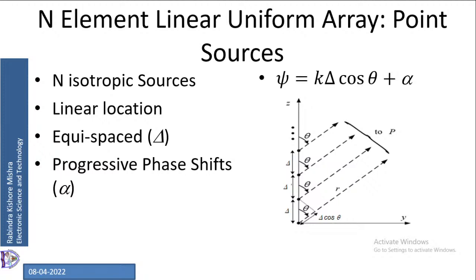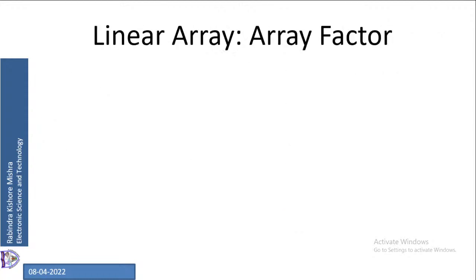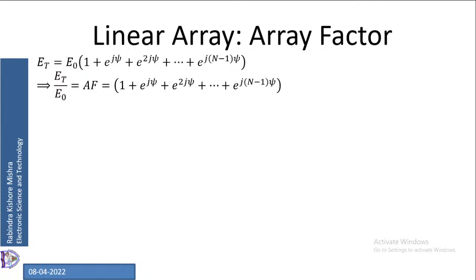Now let us find out what will be the array factor. So the array factor will be Et is equal to E0 plus E0 exponential j psi plus E0 exponential 2 j psi, that way up to, if there are n number of elements, the final will be E0 exponential j n minus 1 psi. Take E0 common, then within the bracket we can write 1 plus e to the power j psi plus e to the power 2 j psi up to exponential j n minus 1 psi.